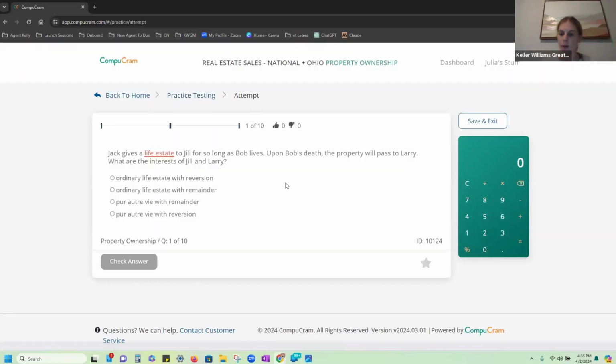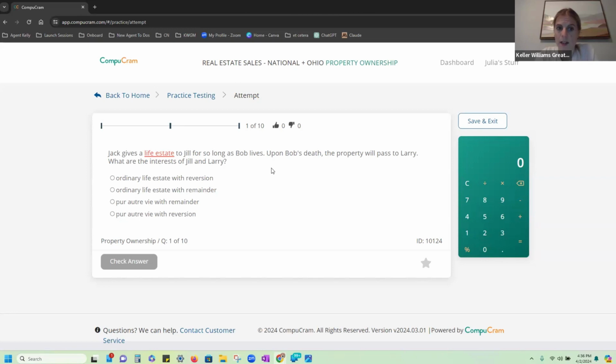Okay. First question. Jack gives a life estate to Jill for so long as Bob lives. Upon Bob's death, the property will pass to Larry. What are the interests of Jill and Larry? A. Ordinary life estate with reversion. B. Ordinary life estate with remainder. C. Pur autre vie with remainder, or pur autre vie with reversion.